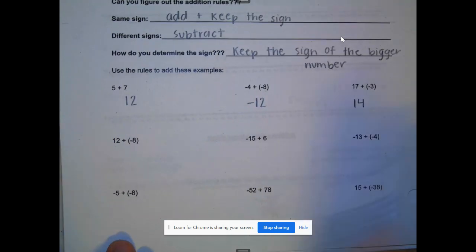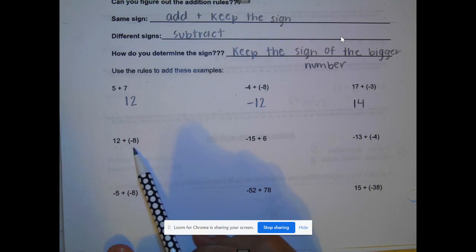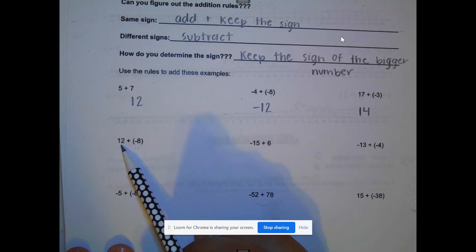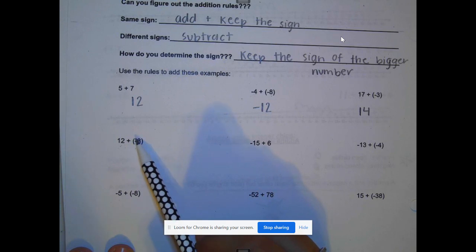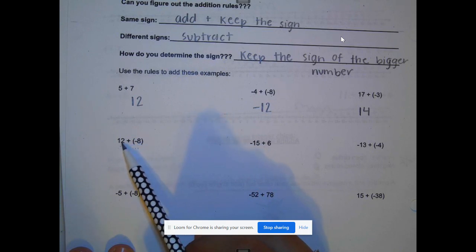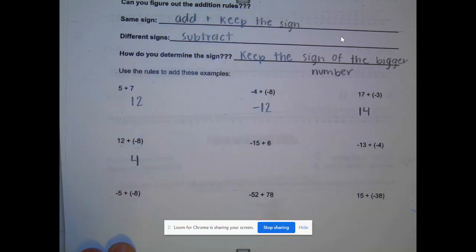The next one, 12 plus negative 8. These are different signs, so first thing we got to do is subtract. So 12 minus 8, we do the bigger number minus the smaller number, ignoring the signs. So 12 minus 8 gives us 4. So to determine the sign, we keep the sign of the bigger number. 12 is bigger than 8, so our answer is going to be positive.